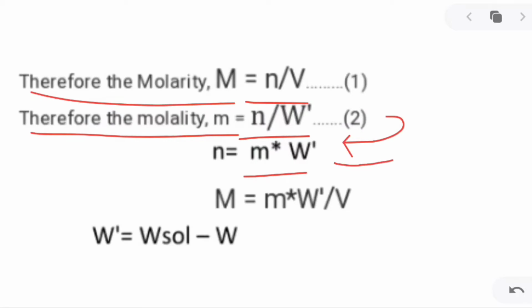Putting this relation into equation number 1, we'll get that molarity, that is capital M, will be equal to small m into W dash divided by V, that is molality into weight of the solvent divided by the volume of the solution, where weight of the solvent is equal to weight of the solution minus weight of the solute.